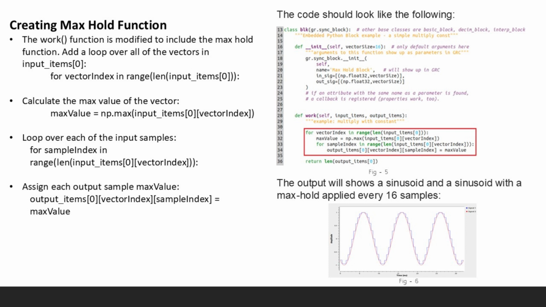Loop over each of the input samples: for sample_index in range(len(input_items[0][vector_index])). Assign each output sample the max value: output_items[0][vector_index][sample_index] = max_value. The code should look like in Figure 5. The output is shown in Figure 6: a sinusoid and a sinusoid with a max hold applied every 16 samples.